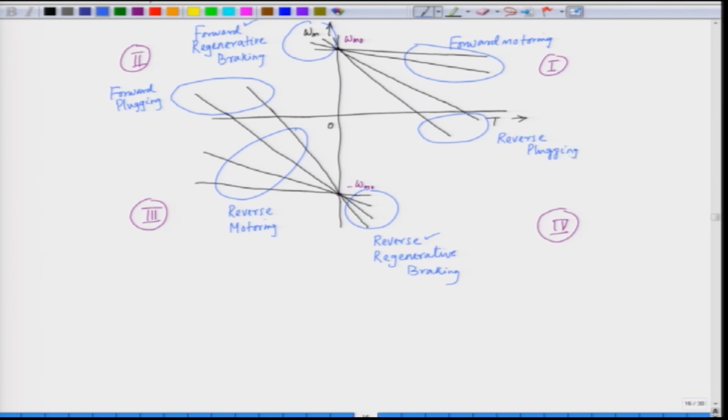This is in the fourth quadrant. In the fourth quadrant again we have the braking behavior and this is the reverse plugging. Now, what about the dynamic braking?